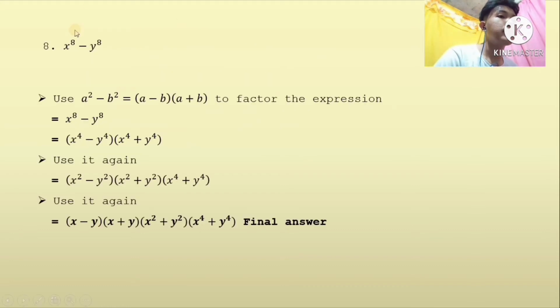Next, let's factor number 8, which is x raised to 8 minus y raised to 8. First, use the pattern a squared minus b squared is equal to a minus b times a plus b to factor the expression. The factors of x raised to 8 minus y raised to 8 are x raised to 4 minus y raised to 4 times x raised to 4 plus y raised to 4. Use it again. It will become x squared minus y squared times x squared plus y squared times x raised to 4 plus y raised to 4.